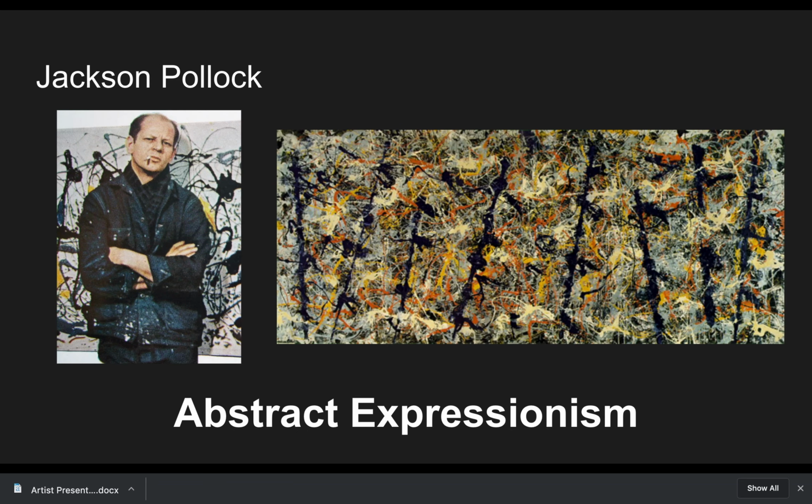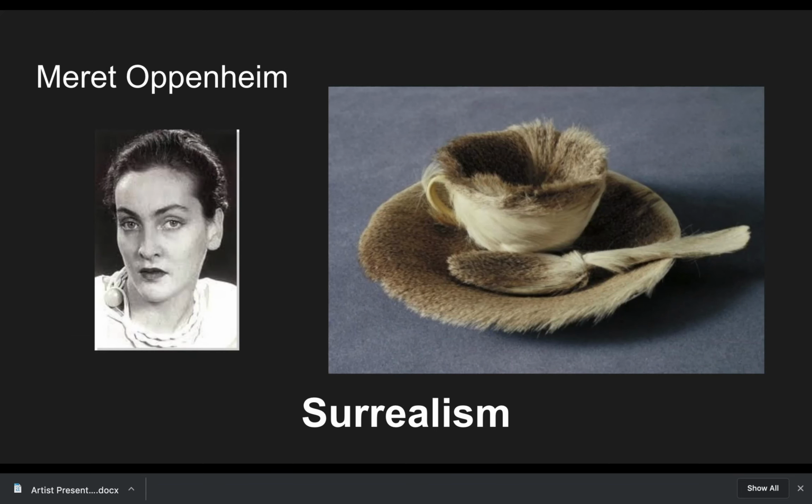You have Jackson Pollock, a very influential abstract expressionist despite having a pretty short career due to an early death, who was very interested in communicating through action painting, which we will be talking about later. You'll have Meret Oppenheim, a surrealist artist who worked a lot with sculpture and found objects. We'll be looking at a lot of her work throughout the semester.